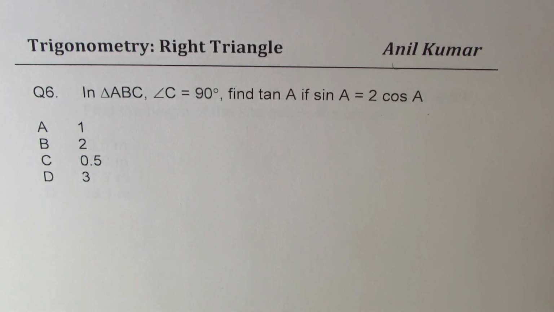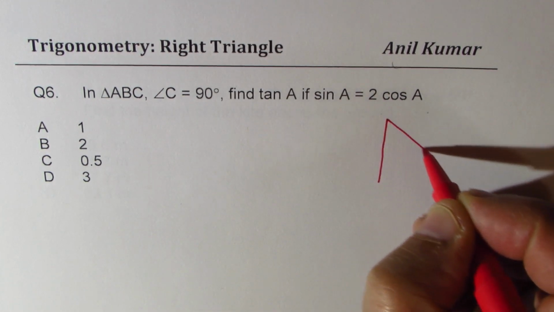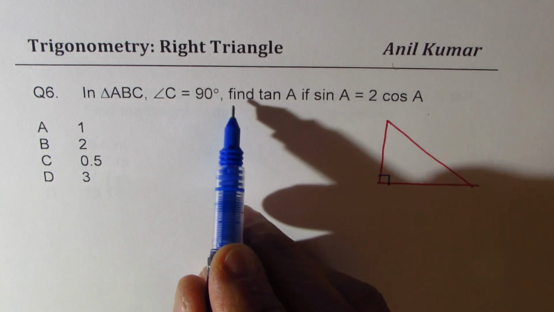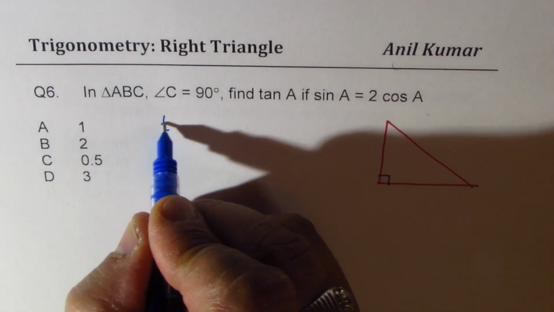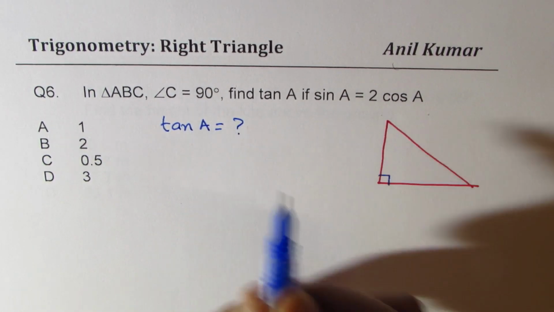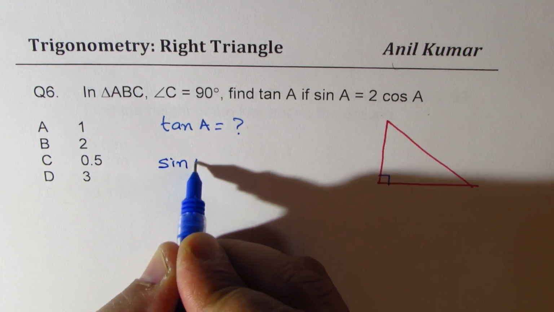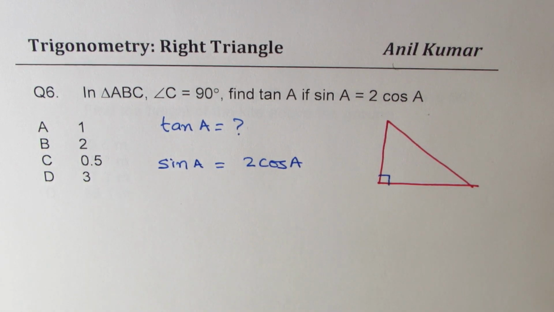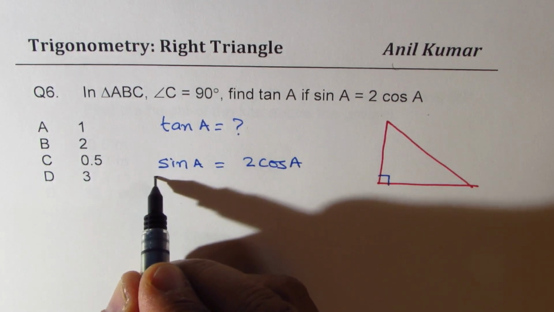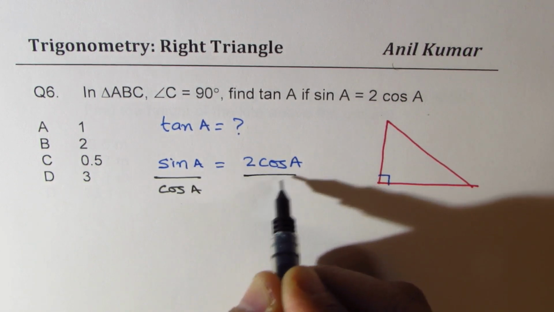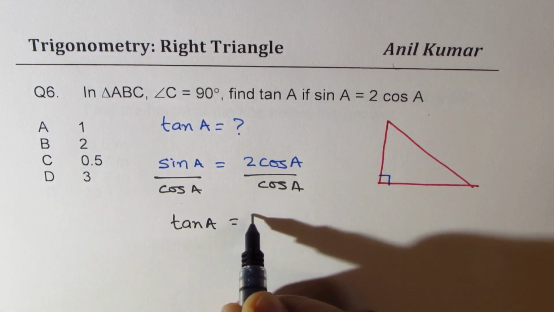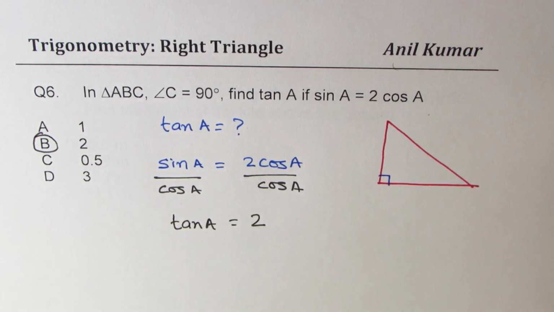Question number 6. In triangle ABC, angle C is 90 degrees. So again, let us make a triangle here. So it says angle C is 90 degrees. We need to find what tan A equals to. We are given sine A equals to 2 cos A. Well, as you know, if I divide both sides by cos A, what do I get? Sine A over cos A is actually tan A. So we get tan A equals to 2. So option B is the right option.